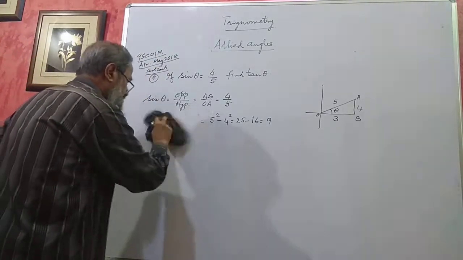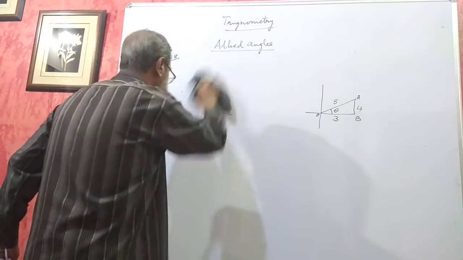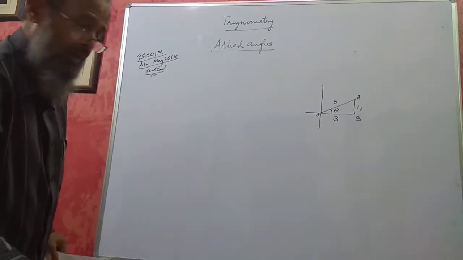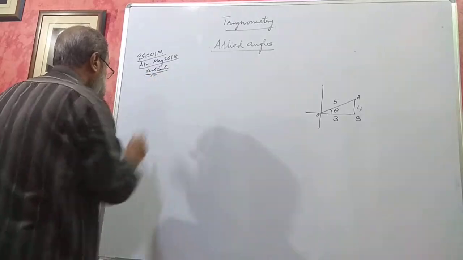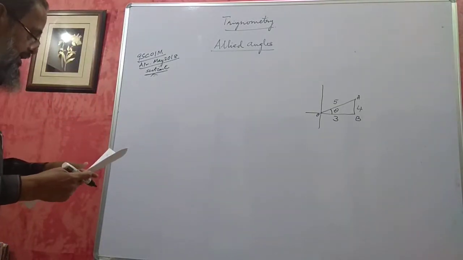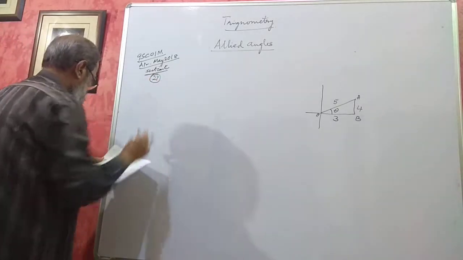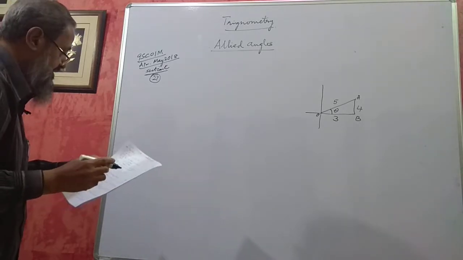Again from the same question paper of April May 2018. Now there are three problems in Section C. The problems are 27, 28 and 29, three problems, 5 marks each.